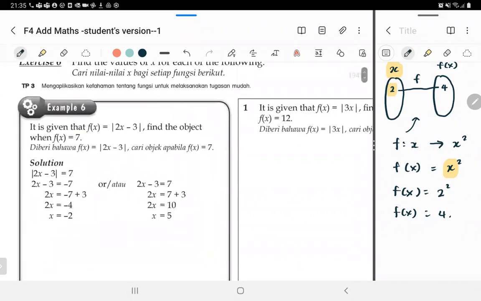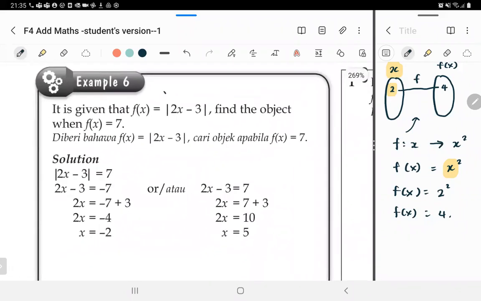You see this modulus thingy. When you have modulus -2, you will need to make it become a +2. So the original answer inside the modulus can be a positive number or a negative number. So when you have something like this, f(x) equals this equation, and then you have this modulus.